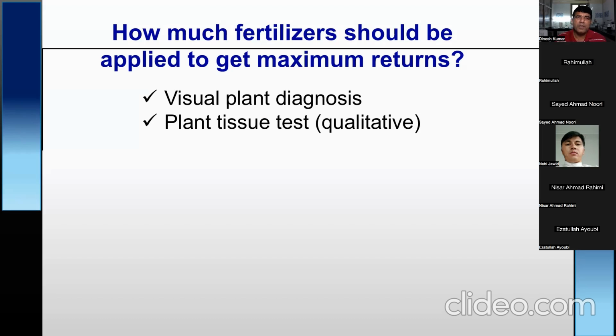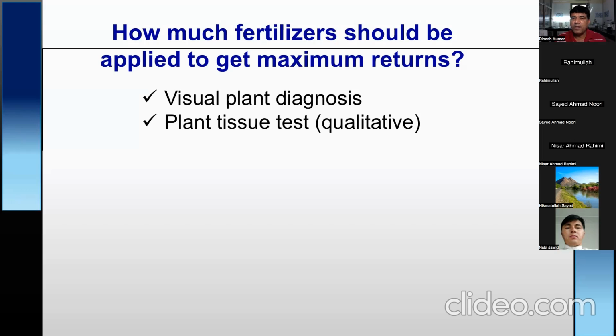Qualitative in nature means if you do analysis of plant samples, then you cannot know the exact concentration of nutrients in the plant tissue. But it gives us a relative idea that this particular plant or plant part is deficient in this particular nutrient.